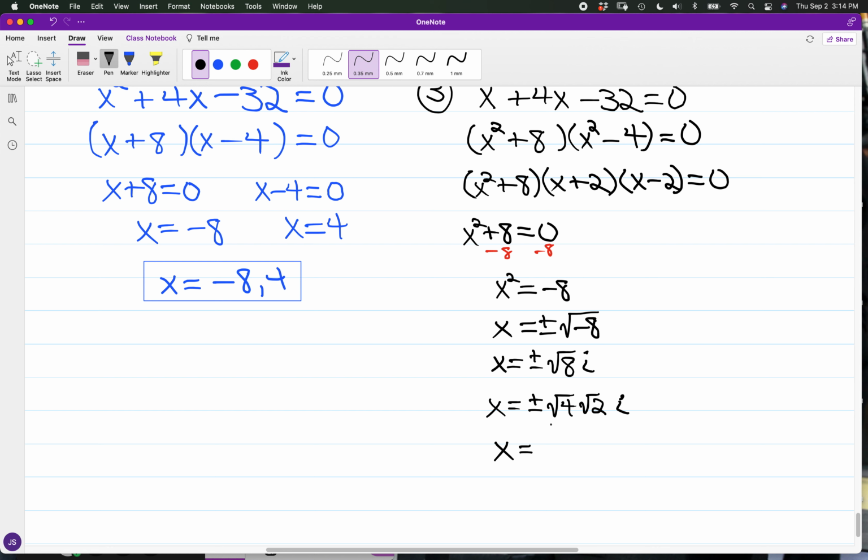And so we're going to have for x in this case, plus or minus the square root of 4, which is 2, times the square root of 2 times i. Okay, so we have 2 complex roots.